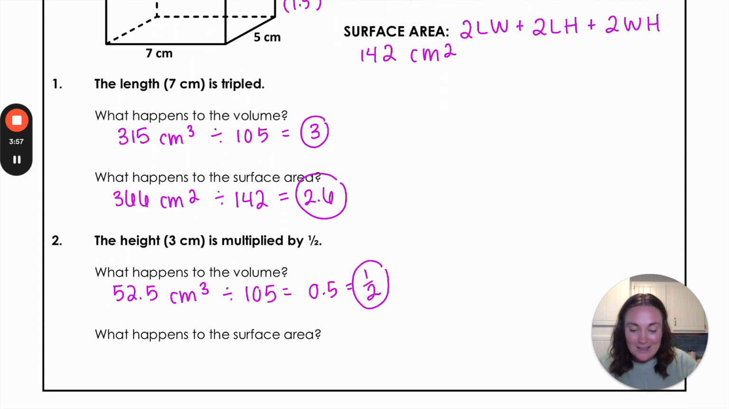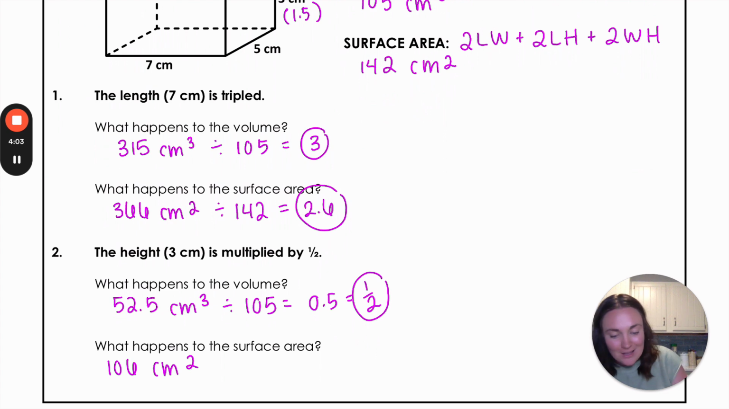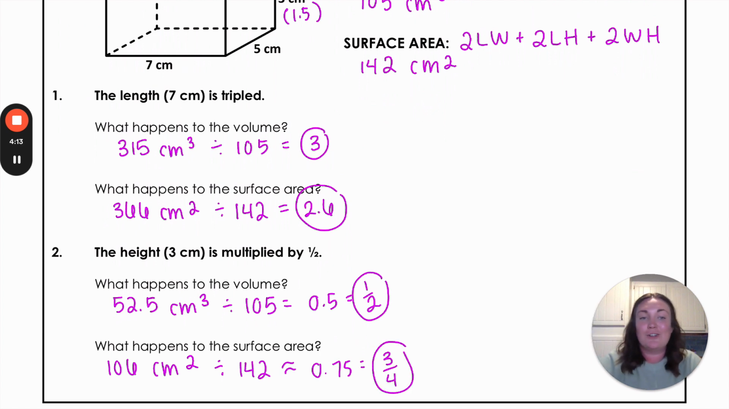Let's try again with our surface area and see what happens. All right, this time we get 106 centimeters squared. So when I divide that by the original surface area, that 142, this time I get about 0.75, which is about 3/4 of that original surface area.